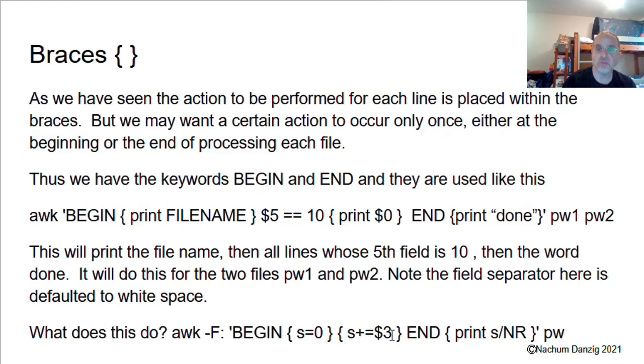The second braces is the middle behavior, which runs on every row, and the third braces is at the end. At the end, I sum up all of the third fields and then print that sum, S, divided by NR. NR is the number of rows. So if I went through 100 rows, I'll have added 100 values to S and I divide by 100, so I get the average of the third field for this file.